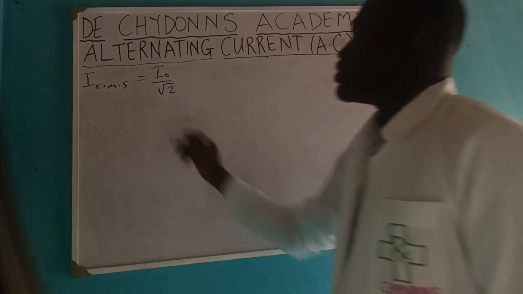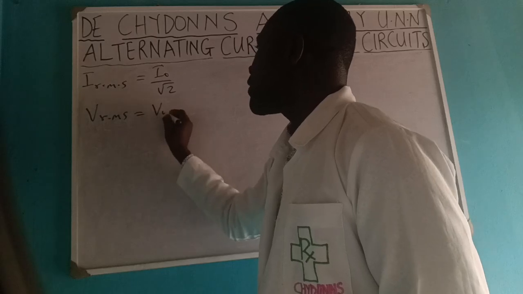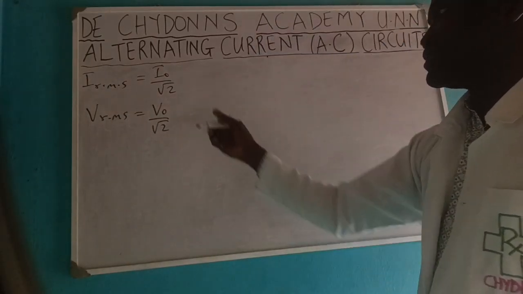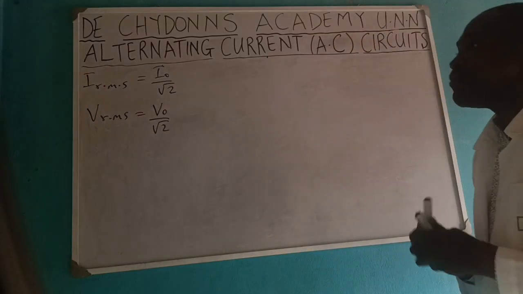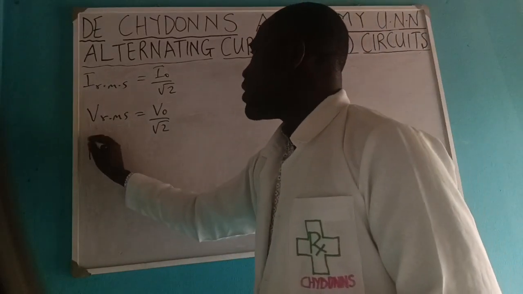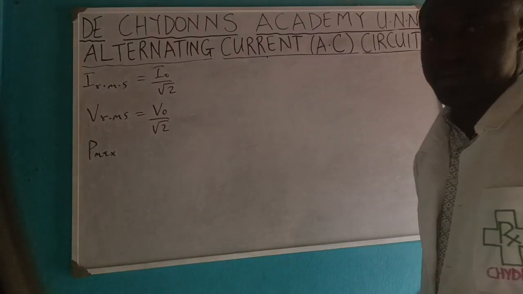Then the root mean square voltage equals the peak voltage over root 2. That is the first two formulas. Another formula we need to understand or know is, what do we mean by P maximum? P maximum means peak power.